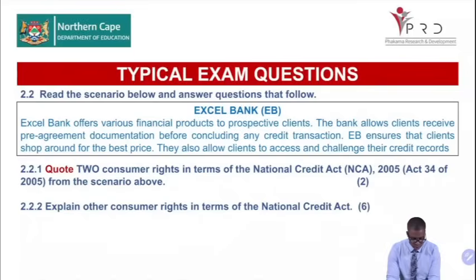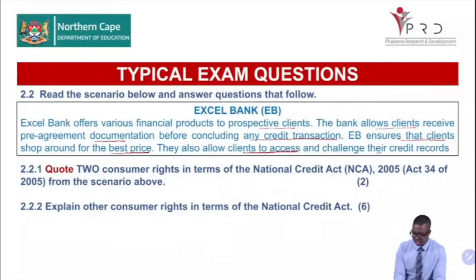Welcome back. The instruction is: read the scenario below and answer questions that follow. We have Excel Bank, EB. Excel Bank offers various financial products to prospective clients. The bank allows clients to receive pre-agreement documentation before concluding any credit transaction. EB ensures that clients shop around for the best price. They also allow clients access and challenge their credit records.